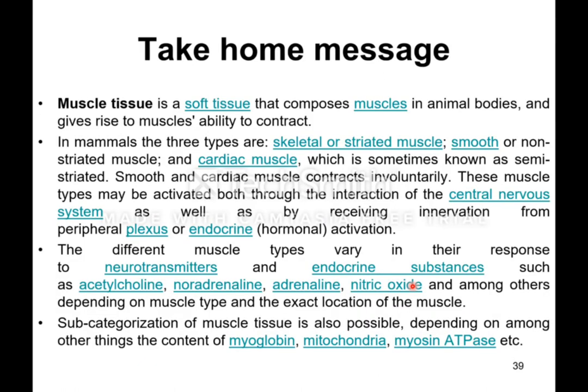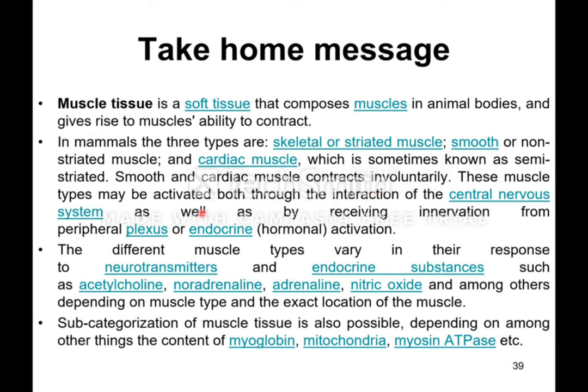Briefly, muscle tissue is a soft tissue that composes the muscle of animal bodies and gives muscles the ability to contract so that movement occurs. In mammals, there are three types of muscle tissue: skeletal or striated muscle, smooth or non-striated muscle, and cardiac muscle, which is sometimes known as semi-striated muscle. Smooth and cardiac muscle contract involuntarily, but the skeletal muscle contracts voluntarily.